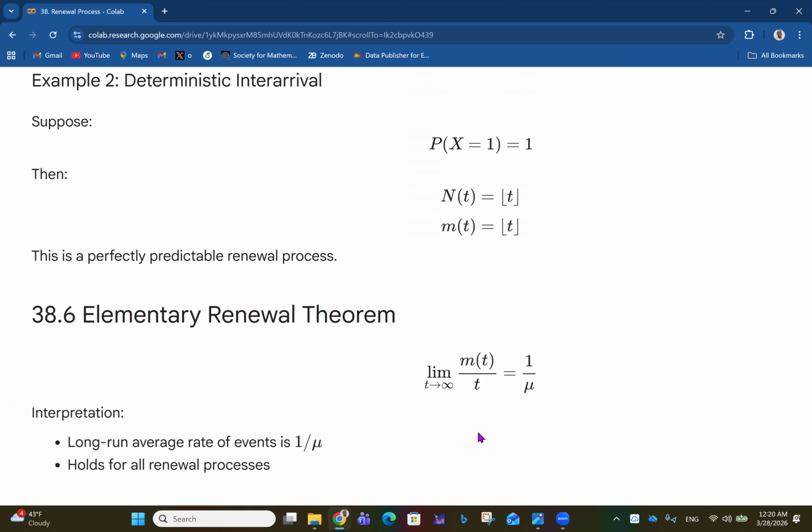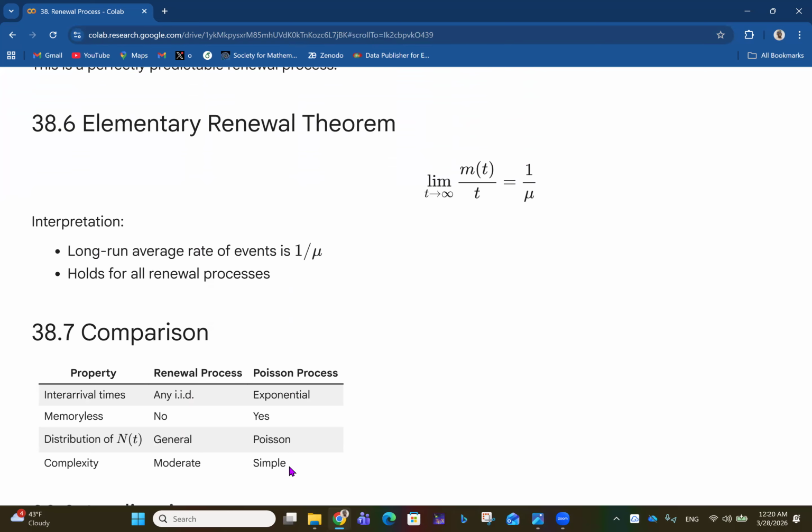And then we have the elementary renewal theorem, which says that the limit as t tends to infinity of m of t over t is equal to 1 over mu. That means that m of t divided by t, the expected value of N of t divided by t, as t approaches infinity, goes to 1 over mu. So the interpretation is that the long run average rate of events is 1 over the expected value. This holds for all renewal processes.